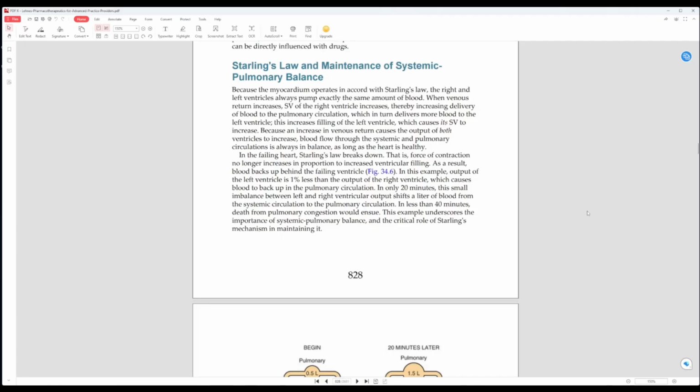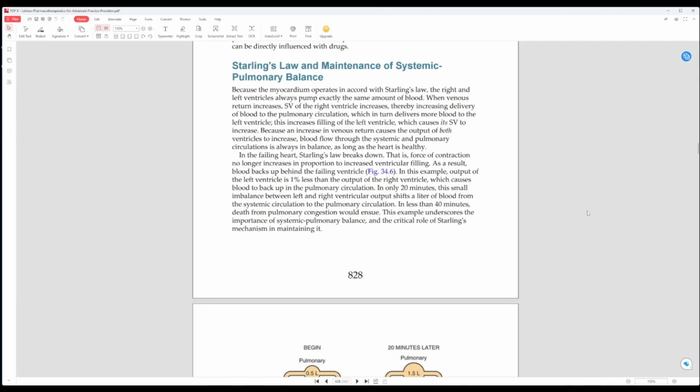Because the myocardium operates in accord with Starling's law, the right and left ventricle always pump exactly the same amount of blood. When venous return increases, stroke volume of the right ventricle increases, thereby increasing delivery of blood to the pulmonary circulation, which in turn delivers more blood to the left ventricle. This increases filling of the left ventricle, which causes its stroke volume to increase.